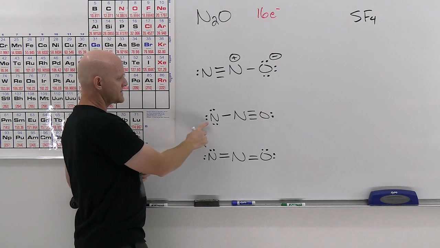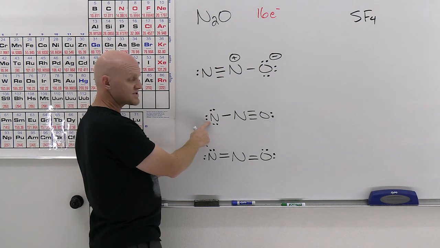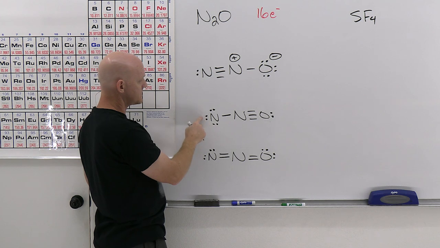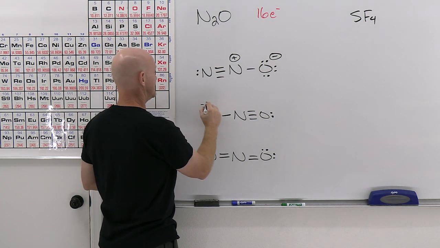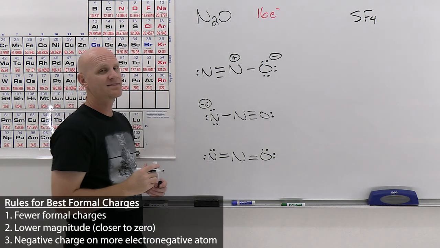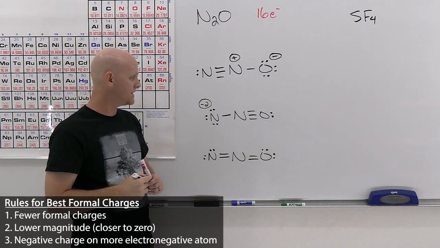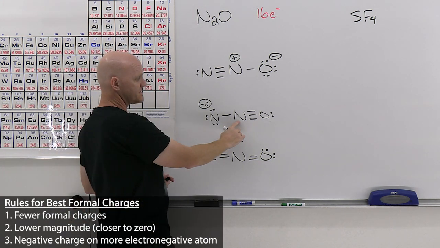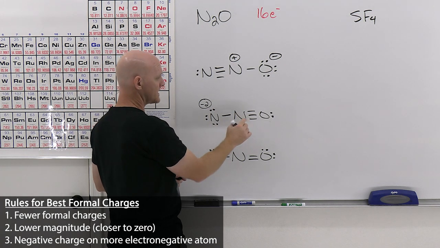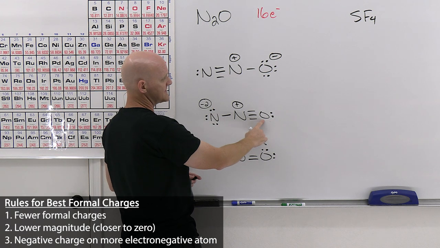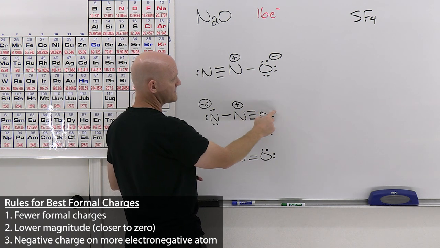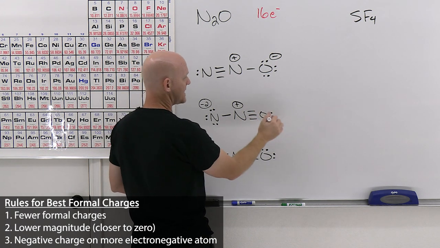In the next one, for nitrogen here, we've got 5 is his normal valence, and so 5 minus 1, 2, 3, 4, 5, 6 dots in one line, so 5 minus 7 is negative 2. And that's horrible, it turns out. We'll keep going, though. For the central nitrogen, 5 minus 1, 2, 3, 4 lines is plus 1. And then for the oxygen, 6 minus 1, 2, 3 lines and 4, 5, 2 dots, so 6 minus 5, also plus 1.